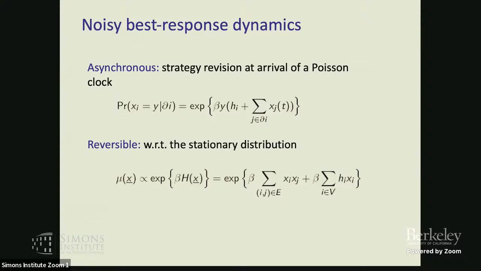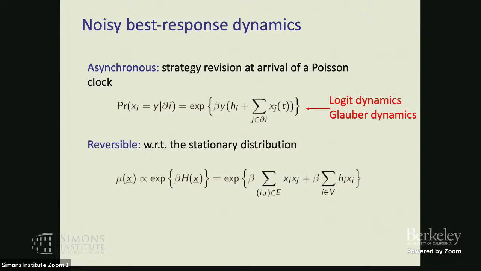The nice thing about this way of doing the noisy best response is that it defines a reversible Markov chain with the following stationary distribution. The probability of a particular configuration is e to the power beta times the value of the potential function that I showed you. These are called Logit dynamics or Glauber dynamics in mathematical physics.